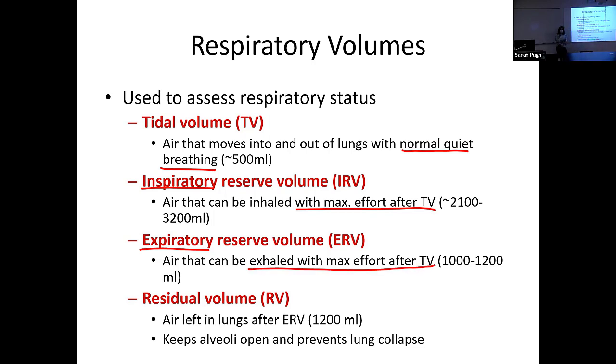And then residual volume is just, remember, you never can blow out all of the air from your respiratory system. There is always going to be something left, keeping the bronchial tree inflated. That's the residual volume. So it's the air that's left in your lungs after expiratory reserve. You never blow it all out.